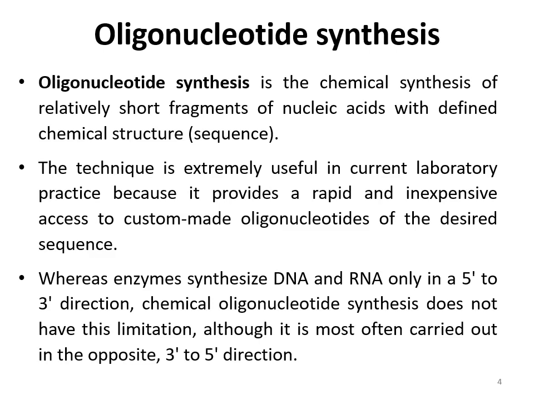Rather than the original DNA and RNA, whereas enzymes synthesize DNA and RNA only in a 5 prime to 3 prime direction, chemical oligonucleotide synthesis does not have this limitation. We can synthesize them in the 3 to 5 prime direction, opposite to the enzymatic synthesis of DNA and RNA.